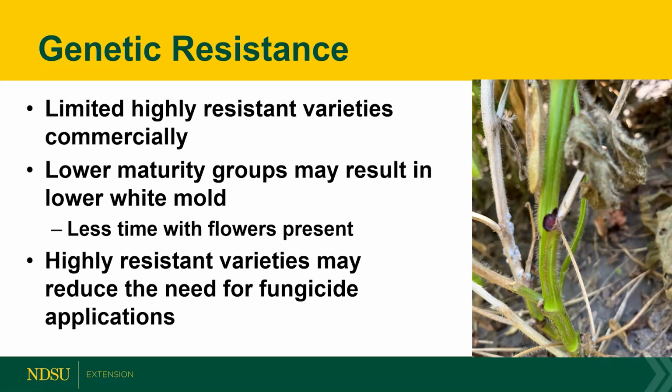Now, another thing that's important to think about is lower maturity groups. This is primarily driven by the flowers and the amount of time that those flowers are present on that soybean. If we have a lower maturity, those flowers are going to be there for a fewer amount of time than with a higher maturity group. And so generally in some of those high white mold areas, we would recommend potentially dropping that maturity group if at all possible.